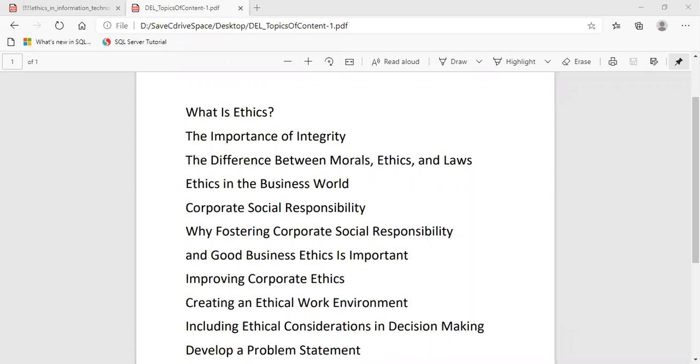Legal acts are basically acts that conform to the law. Moral acts conform to what an individual believes to be the right thing to do. Also, we now have an idea what these three different words or three different things mean in their specific domains. So now let's talk about ethics in the business world.